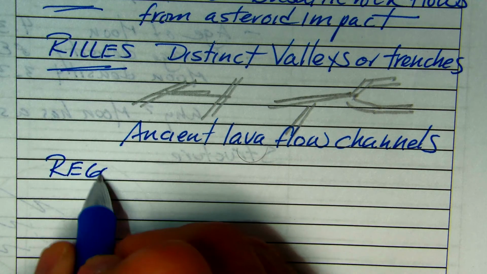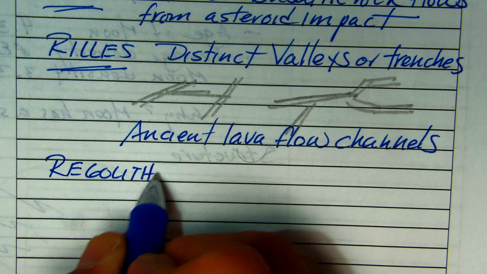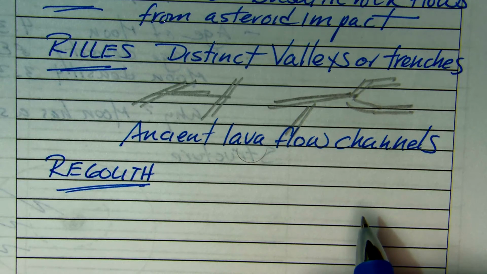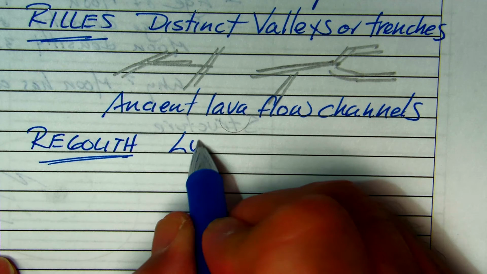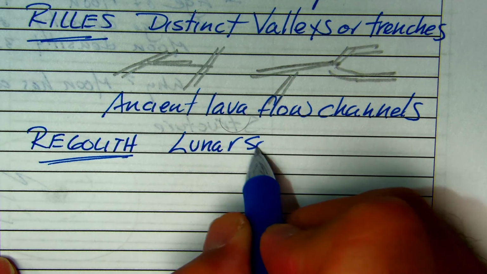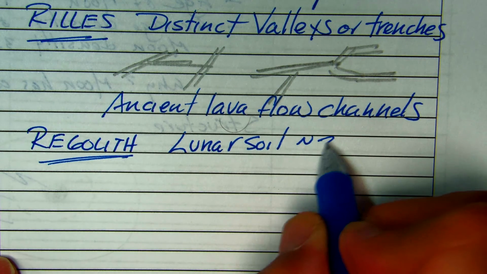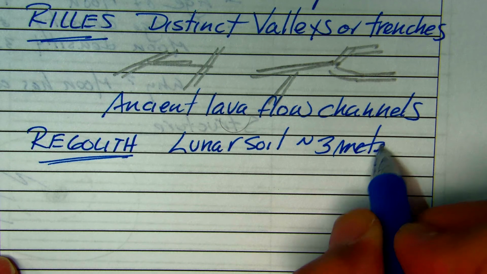Regolith. It's lunar soil, approximately 3 meters thick in some areas.